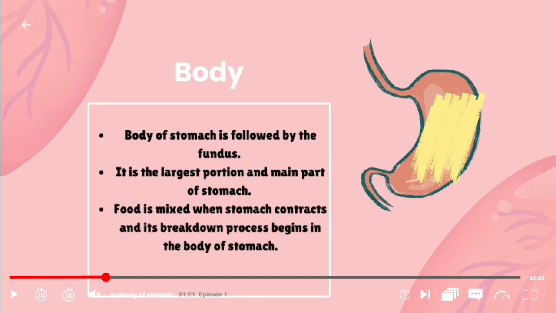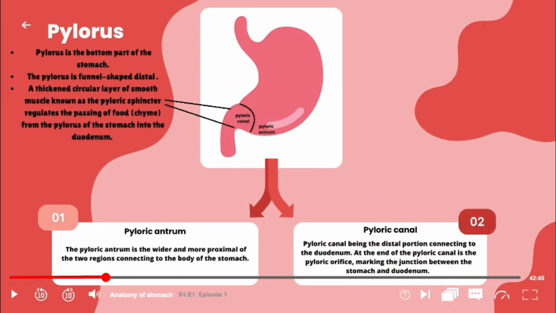Last, the pylorus. Pylorus is the bottom part of the stomach. It is funnel-shaped, and a thicker circular layer of smooth muscle known as the pyloric sphincter regulates the passing of food from the pylorus into the duodenum.